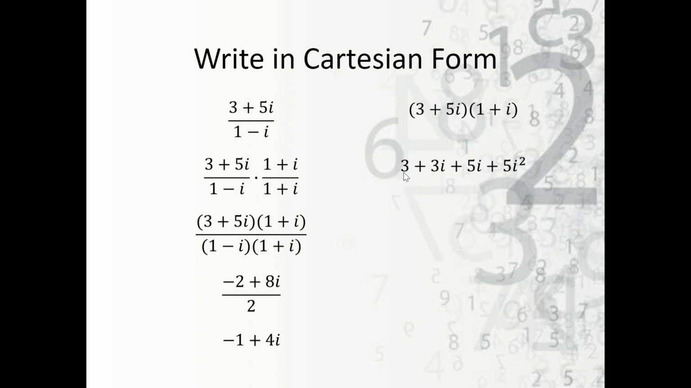Well, now we just combine like terms. So we have 3 plus 5i plus 3i plus 5i squared. And we get 3 plus 8i plus 5i squared. Now i squared is really just negative 1. So that's really 5 times negative 1, which is negative 5. Now we can combine these, so we get 3 minus 5, which is negative 2, plus 8i.